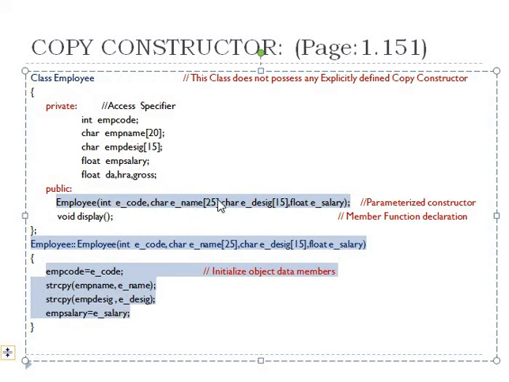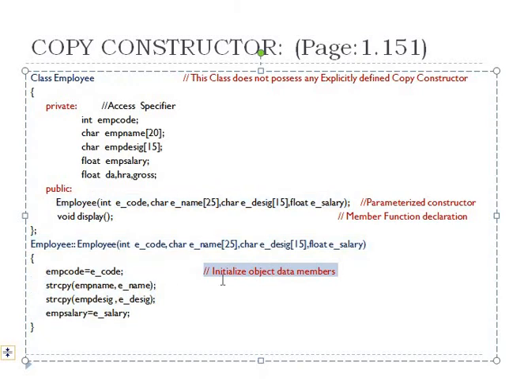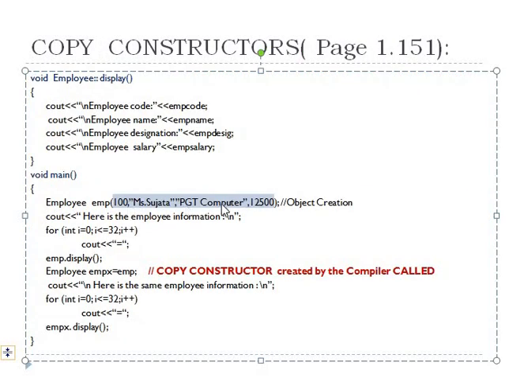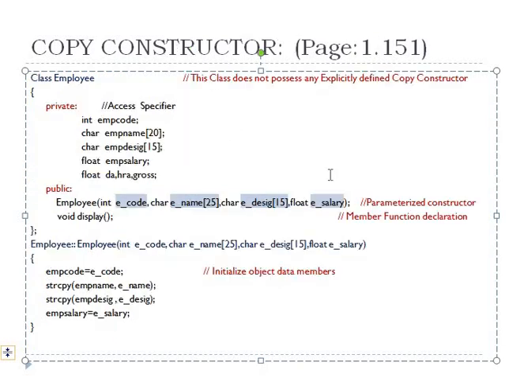So once this parameterized constructor has been invoked from the main function, just after the object creation, the control jumps from here to here where it executes the statements in its function body to initialize all the data members inside of that class, and that serves the purpose of a constructor to initialize the object data members. So now these initial values shall be passed to these, that is E code, E name, E desig, and E salary.